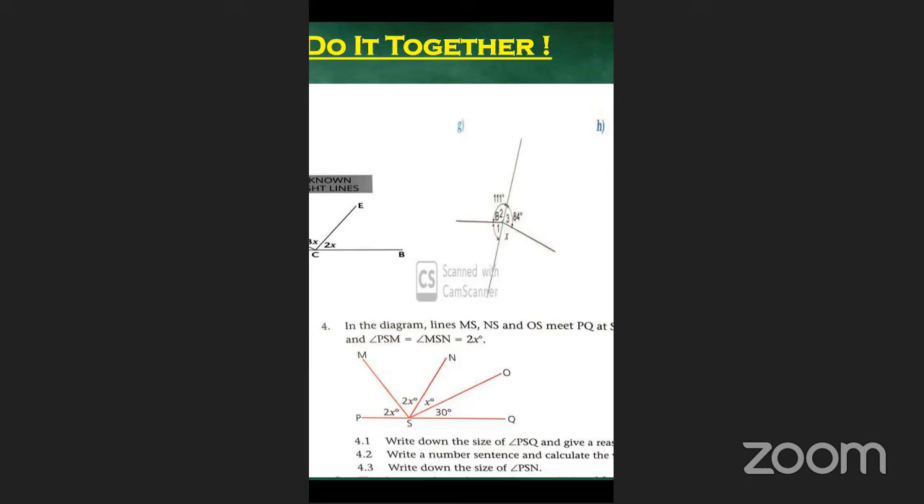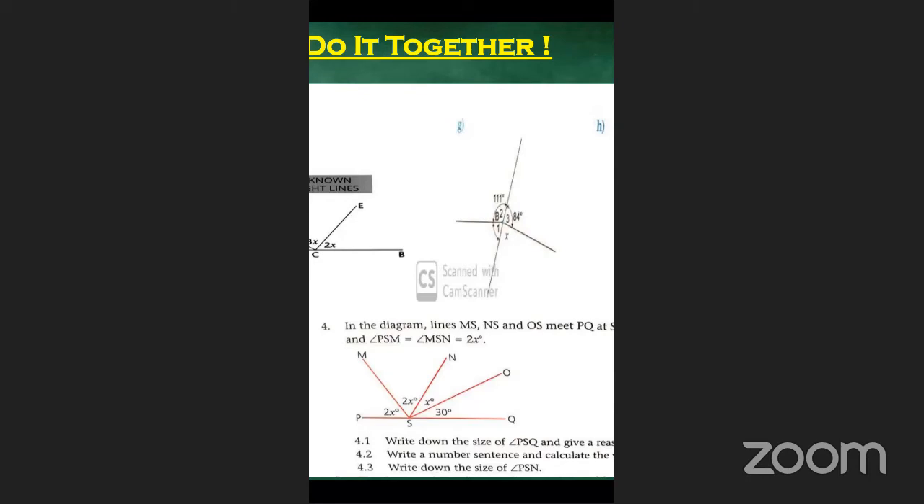There's only 2 angles by PSN. So we must find the value for those 2 angles, not for only one of them, but for both of them, and then we'll add the values, and then we'll have our final answer for PSN. So that's our number 4.3. So our answer for 4.3, we must do our equation first.